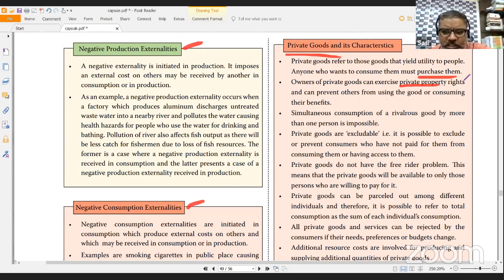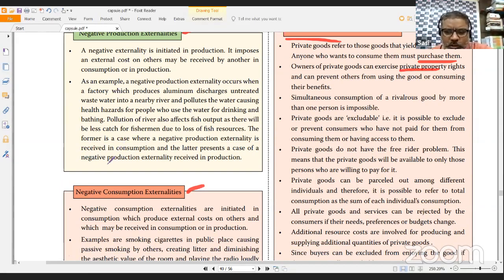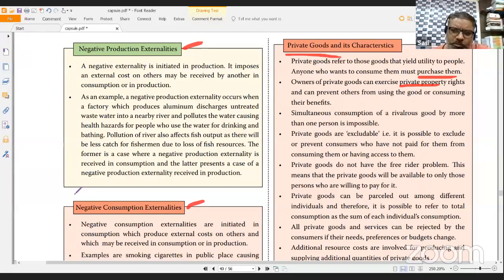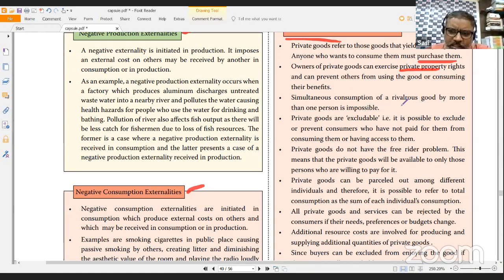Let us say if you purchased a pizza, a burger or something, you have the property right on it. You only can eat that. You have the right on that at least. Whatever we purchase, say you purchased a pair of shoes, you have the right on those shoes. Somebody else cannot come and say it is my shoes. It is your shoes because you purchased. That's a private good. So simultaneous consumption of a rivalrous good by more than one person is impossible.